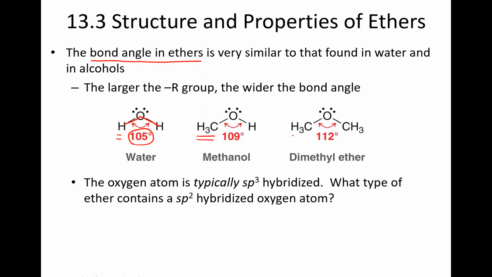And then moving on to an ether, there will be two carbon-based groups on both sides, and therefore the bond angle will be even wider.